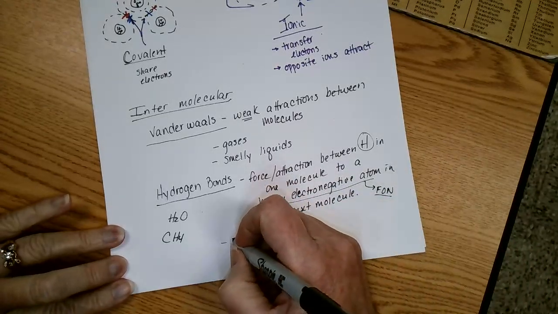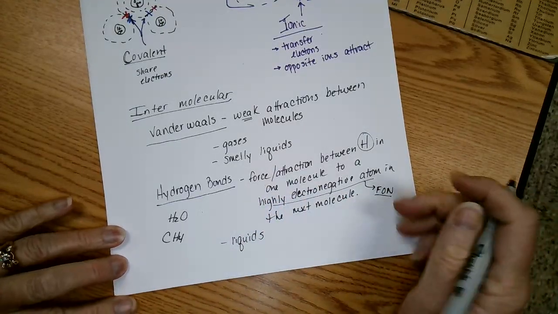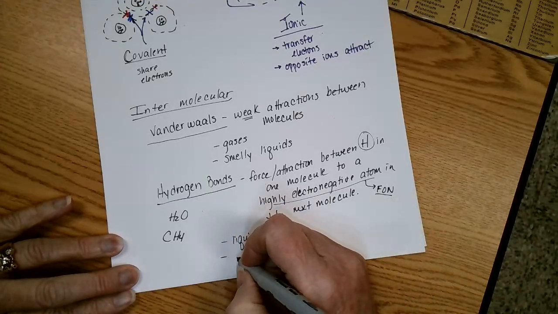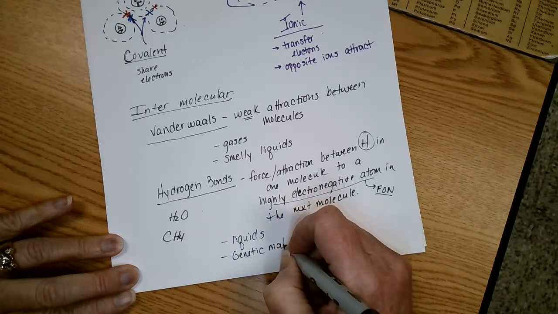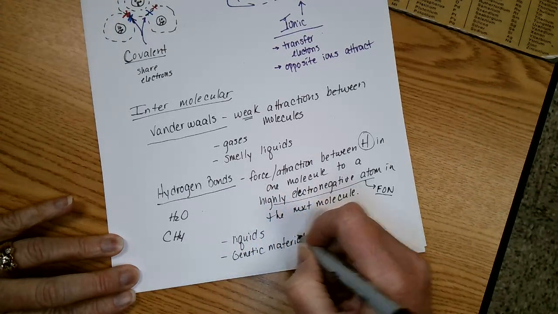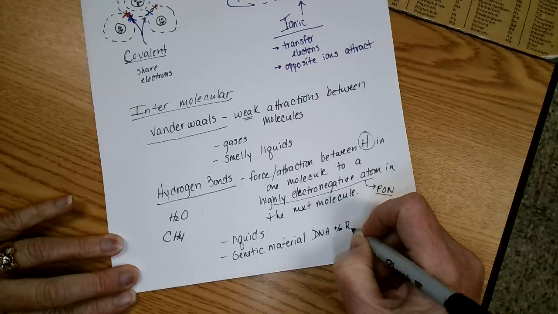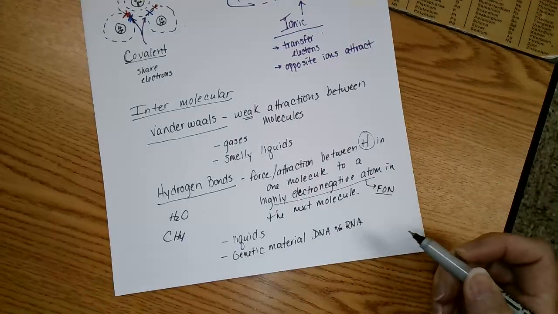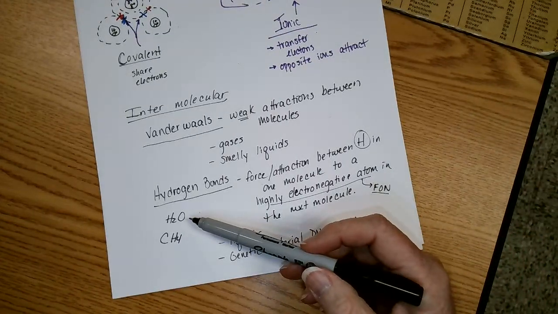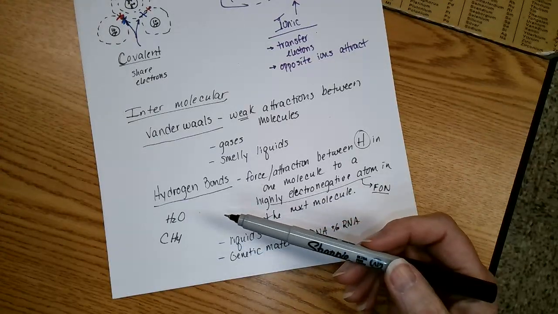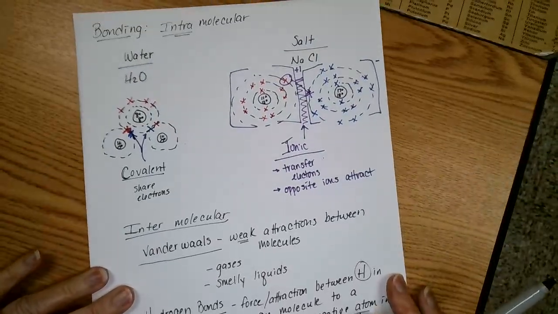These are going to be more common in liquids, and this is why water is usually a liquid at room temperature. But also, I want to mention it's common in genetic material. Genetic material. Yes, you know what genetic material is. Good old DNA and or RNA. You're going to see hydrogen bonds quite frequently in DNA and RNA, and you're also going to see it in liquids. And we're going to focus on how hydrogen bonds help water maintain like so many characteristics. And that's it for more detail about bonding, okay?